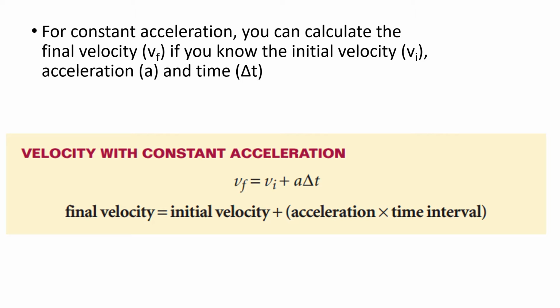For constant acceleration, you can calculate the final velocity, Vf, if you know the initial velocity, Vi, and acceleration and time. So this is an important equation: Vf equals Vi plus acceleration times time.